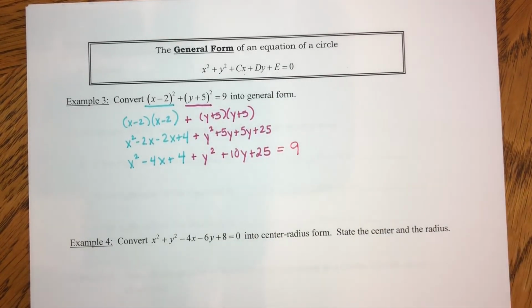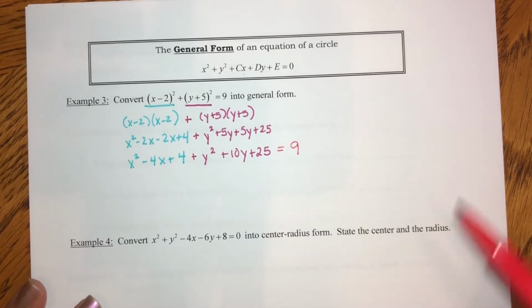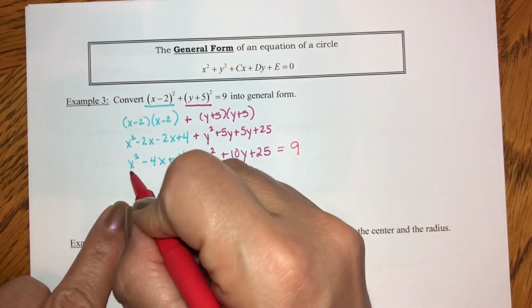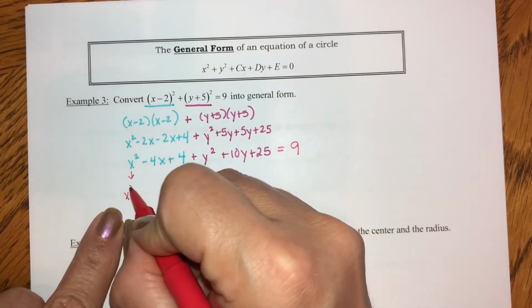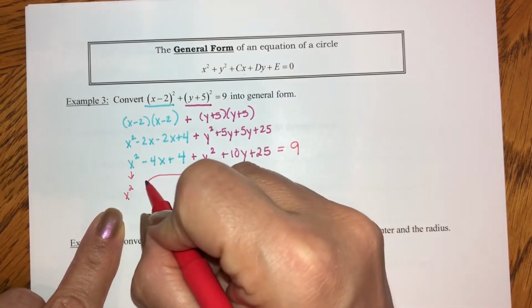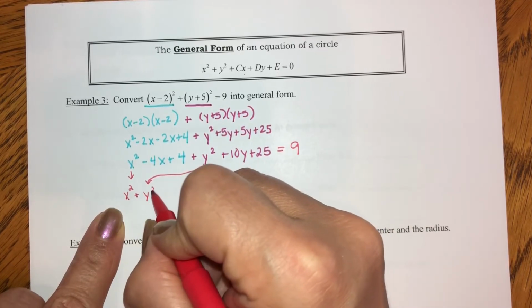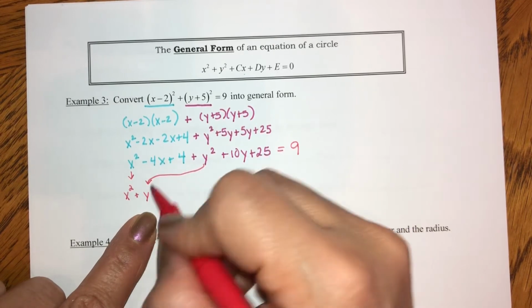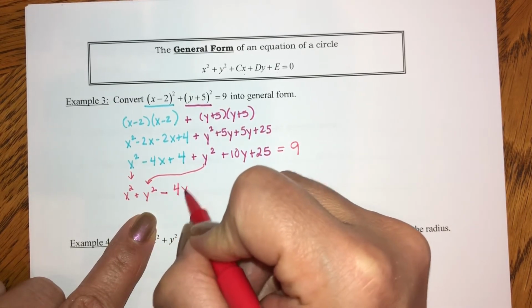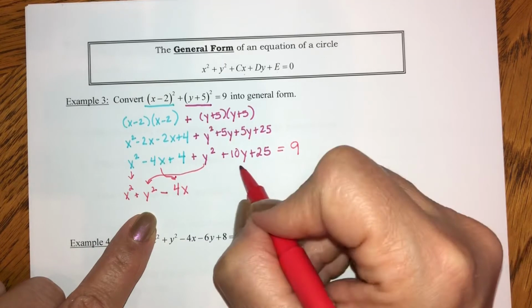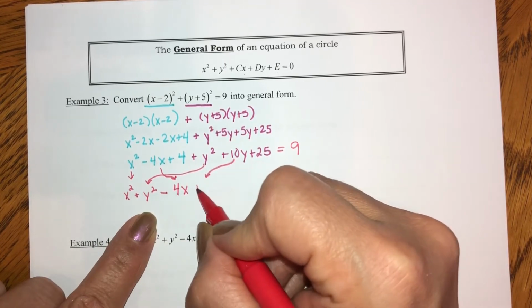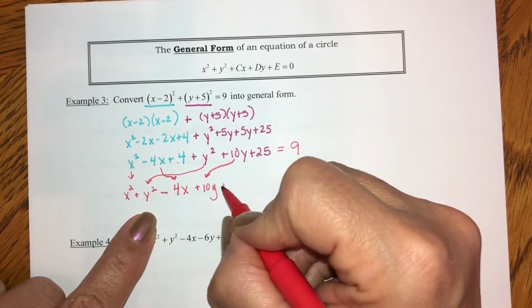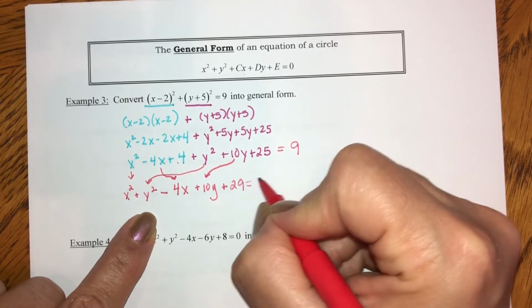Now, in order to finish this problem, I have to start to rewrite it so that it will look like this general form up here. I can write the x squared term first, that's fine. I can write the y squared term next, so x squared plus y squared. Then I'm supposed to write the term with the x on it, so that would be minus 4x. Then I'm supposed to write the term with just a y on it, so that would be plus 10y. And then I can add together these two numbers right now. This will say plus 29 equals 0.